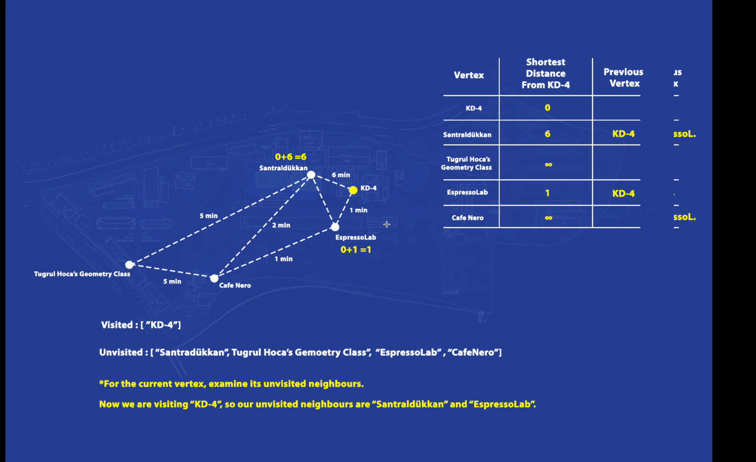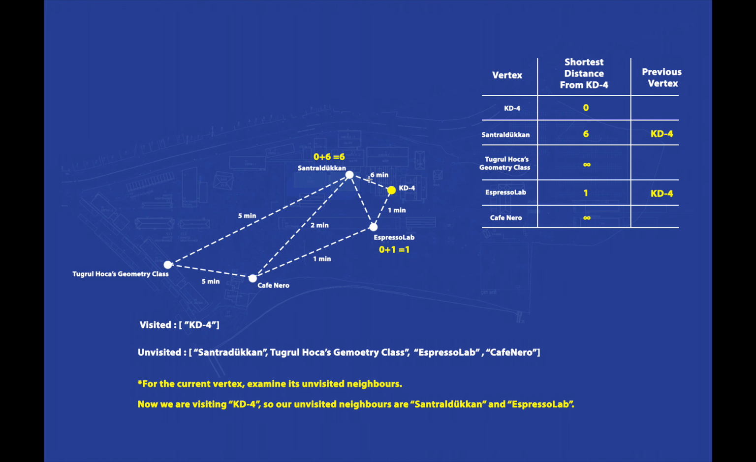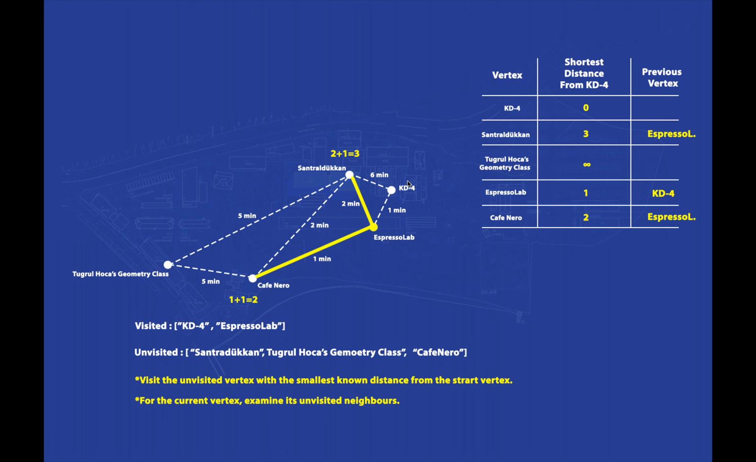In the previous step, we wrote 6 for Central Dükkan, as we can see here. So we found a shorter way and we need to update our table. Now we write 3 as the shortest distance, and our previous vertex is Espresso Lab. We write 1 plus 1, 2 for Cafe Nero, and our previous vertex is Espresso Lab. Now KD4 and Espresso Lab are visited vertices. So where do we go from here?